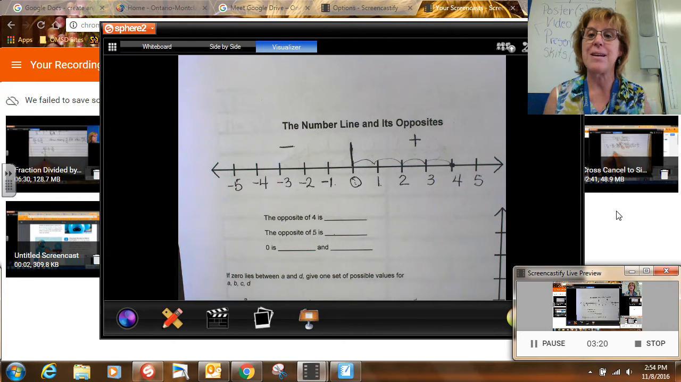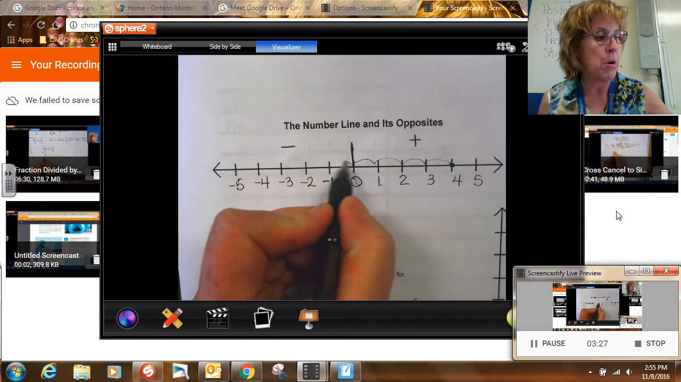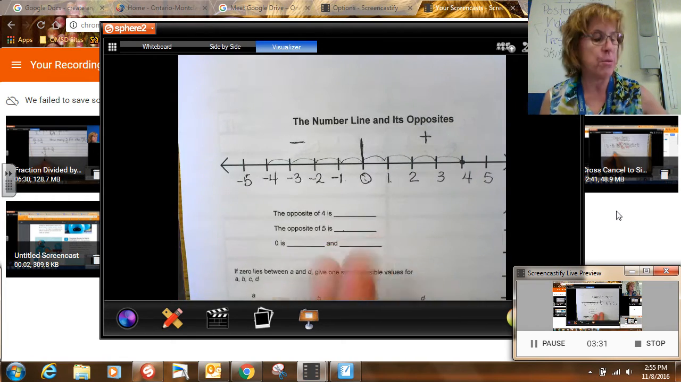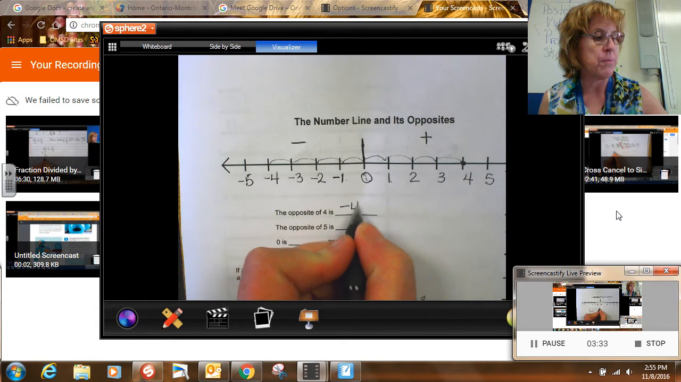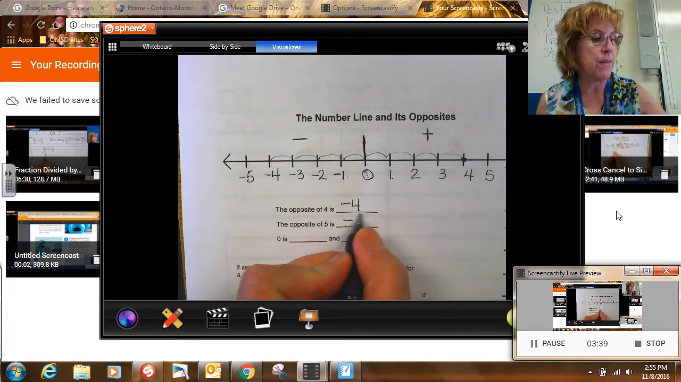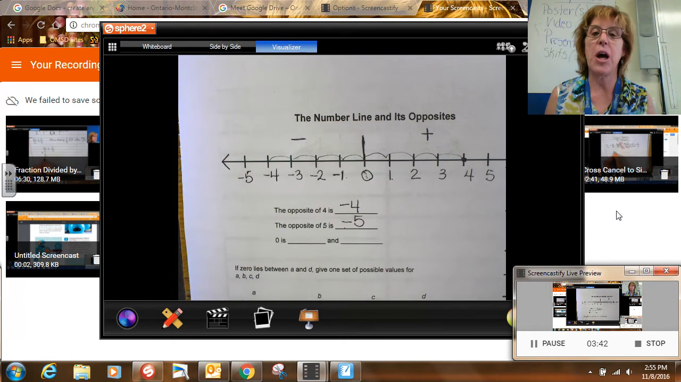The opposite is the number in the opposite direction that is also 4 away from 0. So we go 1, 2, 3, 4. So the opposite of 4 is -4. What do you guys think the opposite of 5 is? Really hard, huh? -5. What do you think the opposite of 0 is? Oh, that's a tougher one, huh? Go ahead, talk about it. Let's see if you guys can figure that one out.